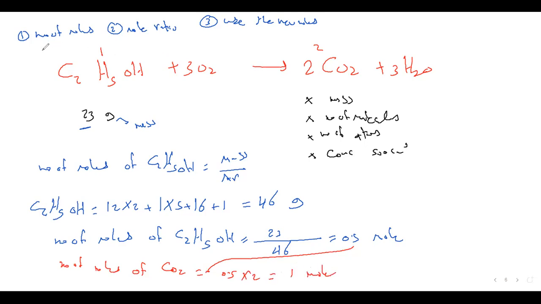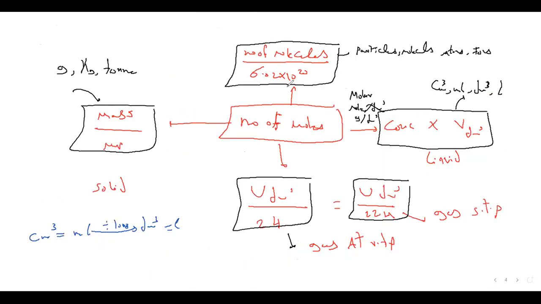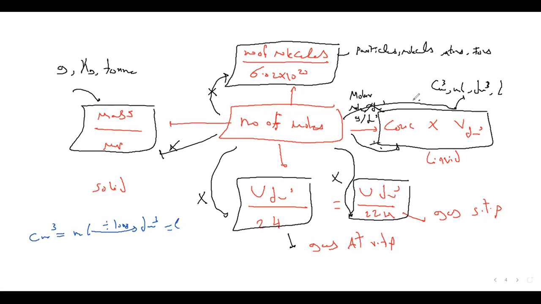بس دي number 2. انت كده جبت اول حاجه number of moles, number 2 mole ratios. Number 3 to get the mass. لما ارجع هنا للفورمولاز اللي انا عاملها: number of moles multiplied by molar mass to get the mass. Number of moles multiplied by Avogadro's number to get number of molecules. Number of moles multiplied by 24 to get volume decimeter cubed at RTP. Number of moles multiplied by 22.4 to get volume decimeter cubed at STP. Over concentration to get volume, over volume to get concentration.